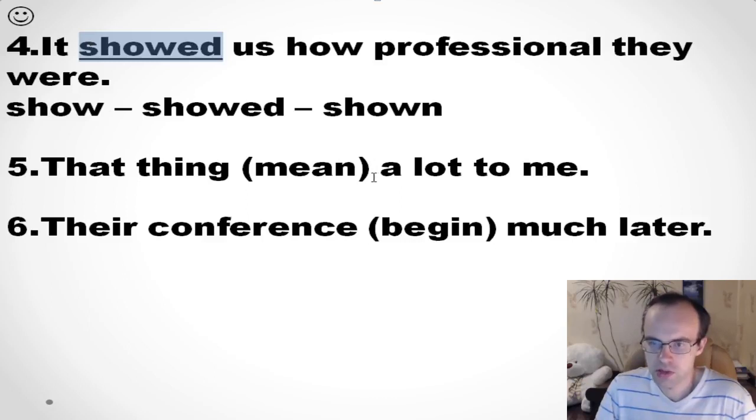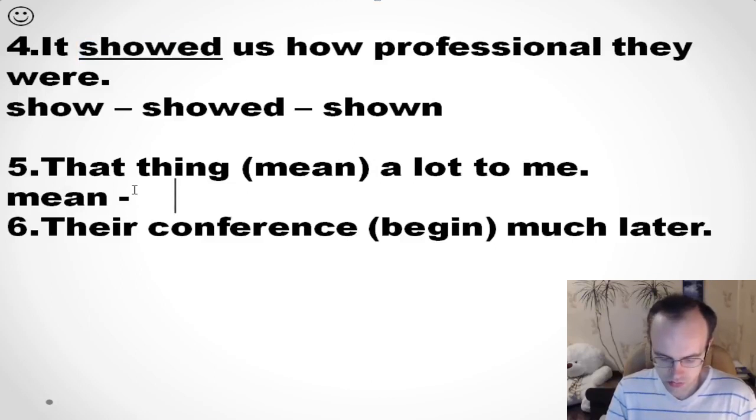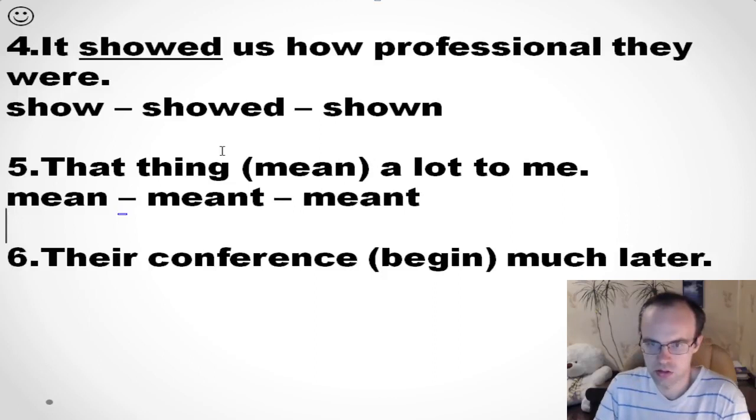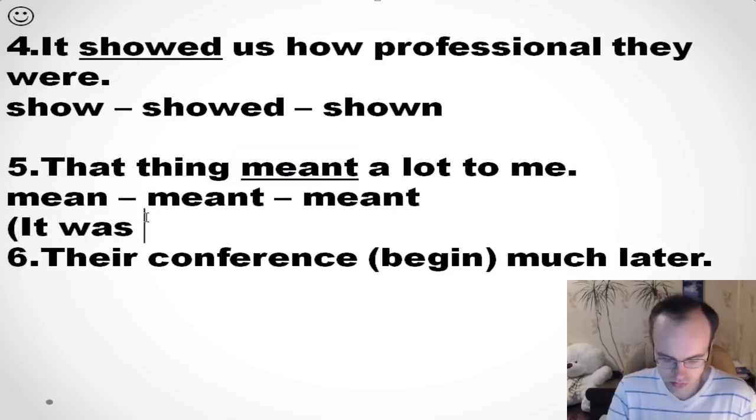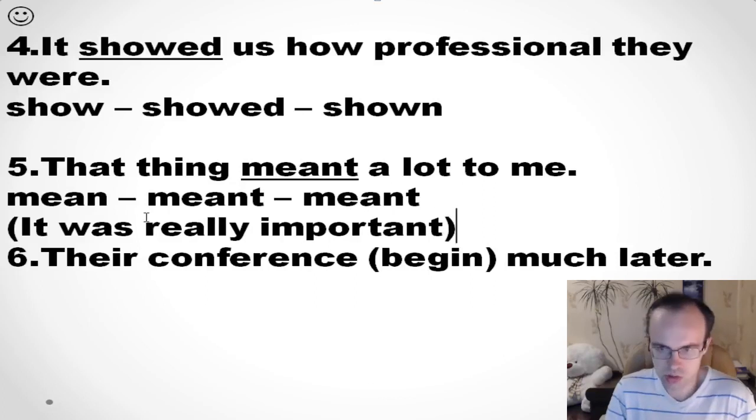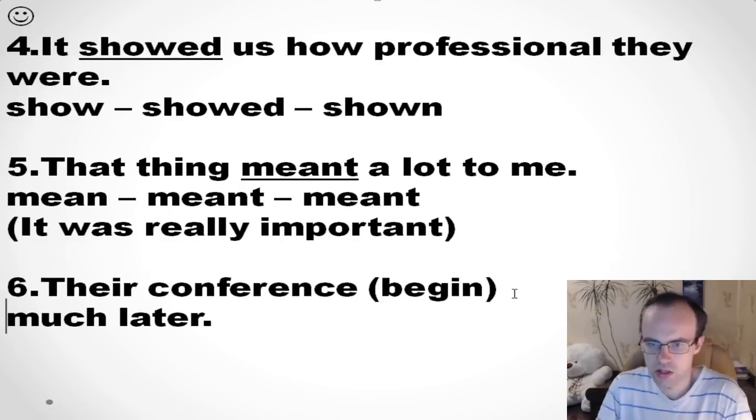That thing means a lot to me. Mean, meant, meant. This thing meant a lot to me, or that thing was a lot to me. It was really important. Okay? The conference began much later.